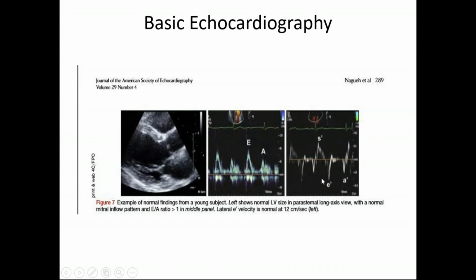This is huge. So these two parameters taken together, this is a normal patient. Okay? This is a normal patient. E bigger than the A, your E prime is huge. Okay? This is just a normal patient. All right?